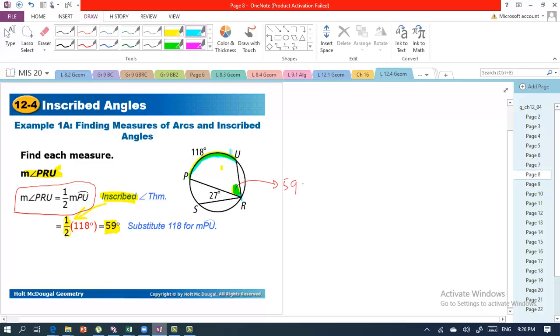Since the arc is 118, and they want PRU, which is an inscribed angle, definitely it's half of 118. According to the rule, the measure of PRU is half of the measure of arc PU, which is half of 118, equal to 59. We can see that the 59 is here, clearly, 59 degrees.